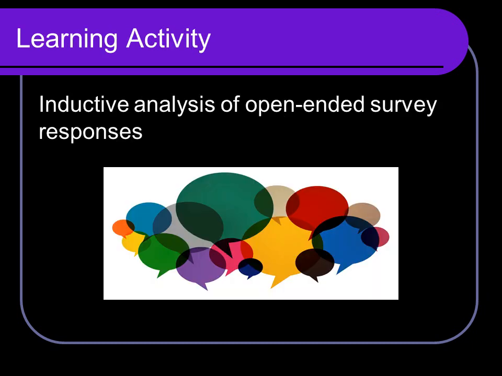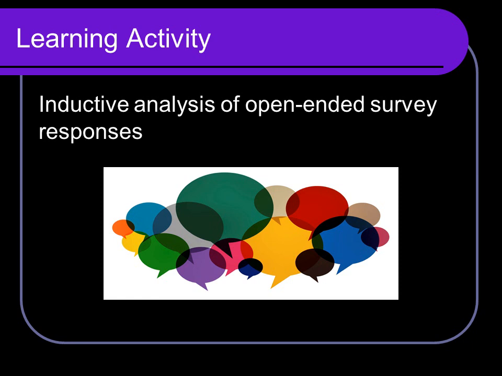Now turning to the learning activity for this week. In the learning activity, you will be provided with the opportunity to complete an inductive analysis of open-ended survey responses. You will read a selection of open-ended responses to 2 survey questions. You will then develop categories or themes based on the open-ended responses to each of the survey questions. Next, you will code the open-ended responses according to the categories or themes that you have developed and summarize your findings for each survey question.